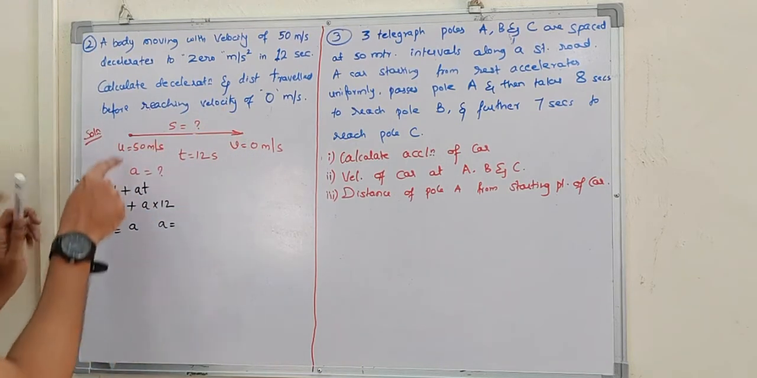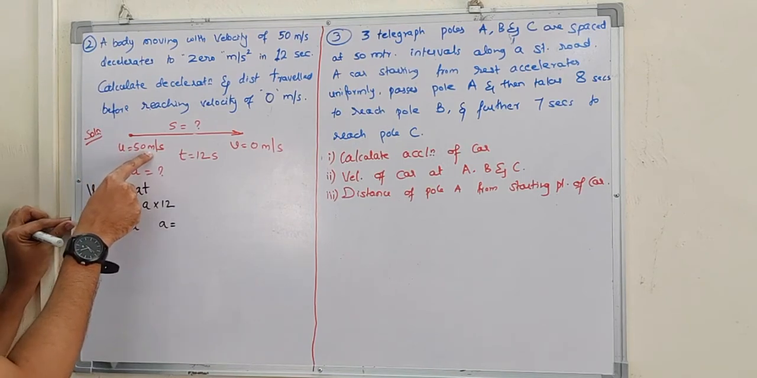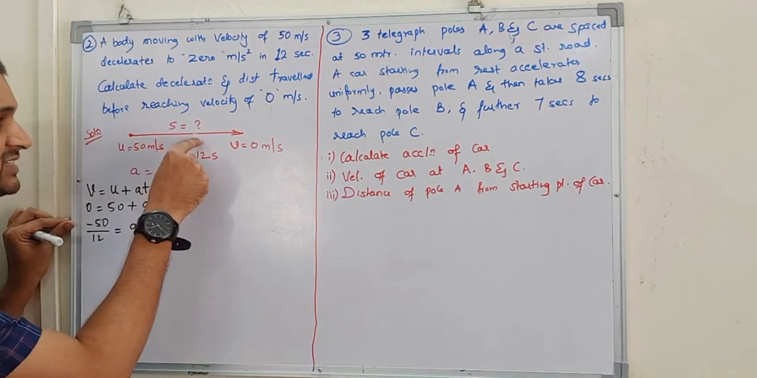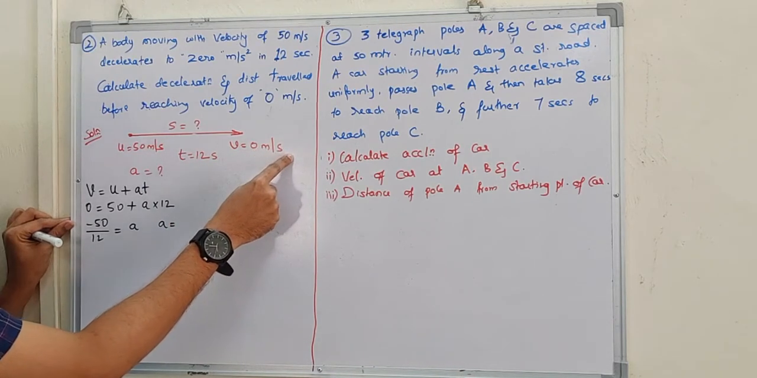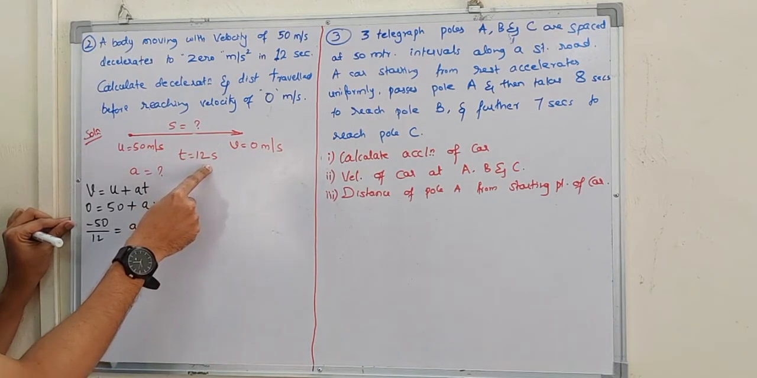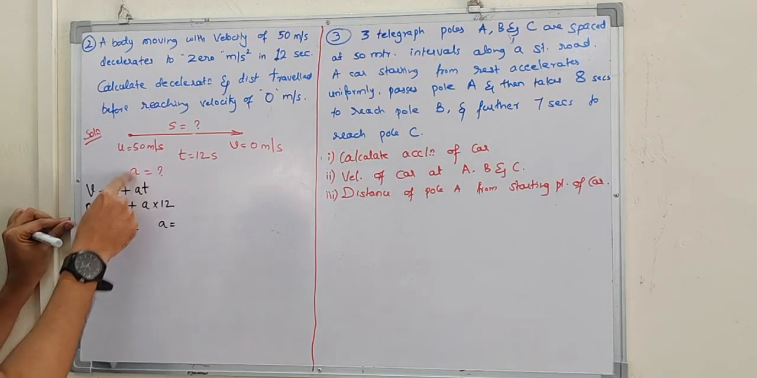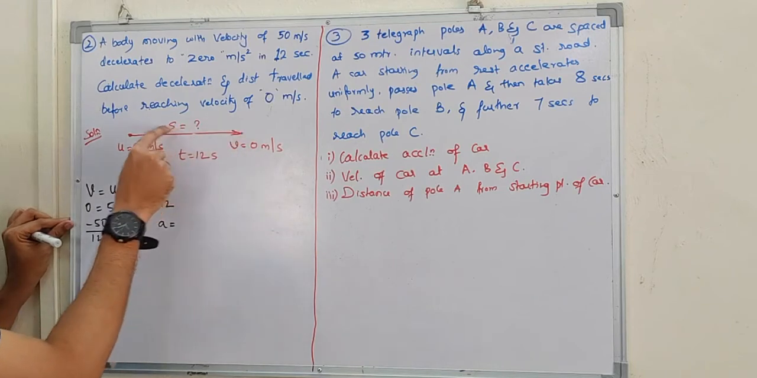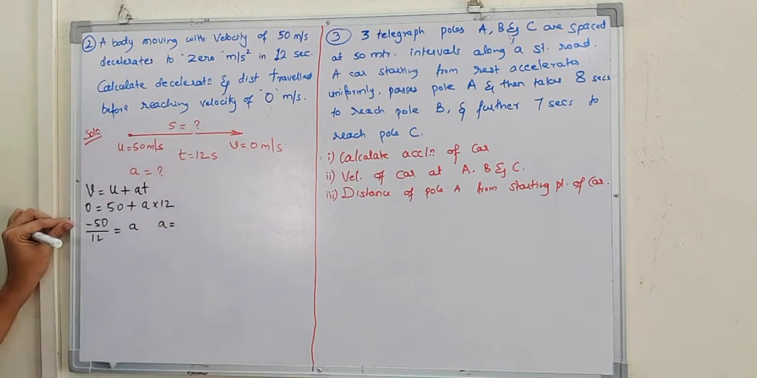Now it is very simple. So now this is a body or a particle which is having an initial velocity of 50 meter per second. Thereafter the velocity decreases to reach a final velocity of 0 meter per second. In how many seconds? 12 seconds. So now you are asked to calculate what is the deceleration as well as how much distance it travels, how much is the displacement or the distance traveled to reach from 50 to 0 meter per second.